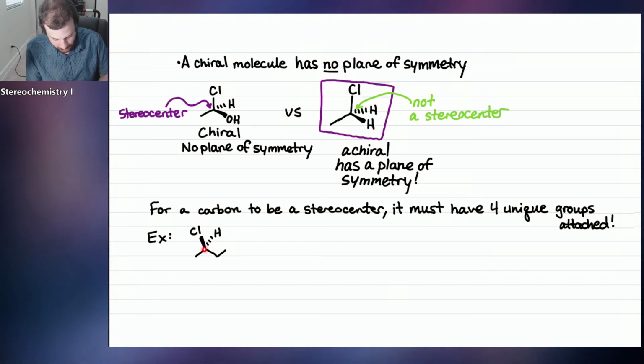All right, look at this carbon here. Does it have 4 unique groups attached to it? It certainly has 2 unique groups here. It has a chlorine and a hydrogen, and then it also has 2 additional unique groups. It has a methyl group and an ethyl group. So remember, don't just look and say, oh, carbon and carbon, they're the same. No, you need to consider that this is an ethyl group and this is a methyl group. So yes, this carbon does have 4 unique attachments. This molecule has a stereocenter and it is chiral. Let's take a look at another example.